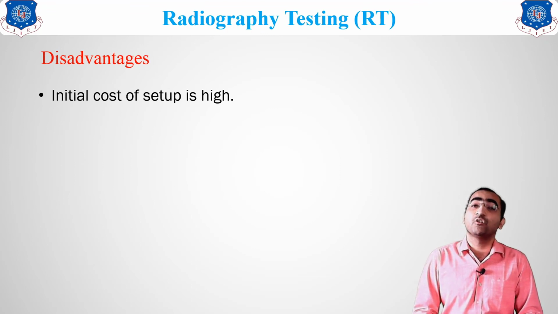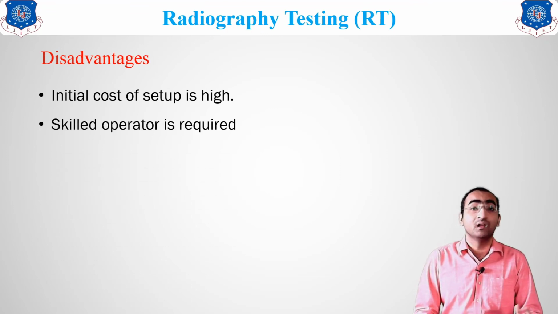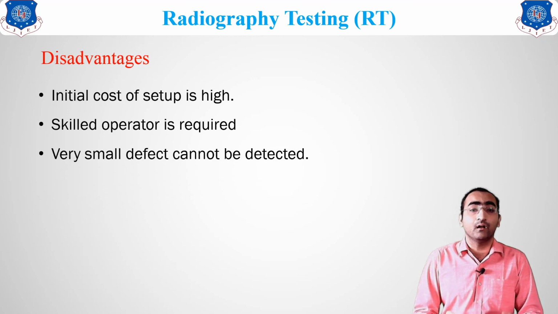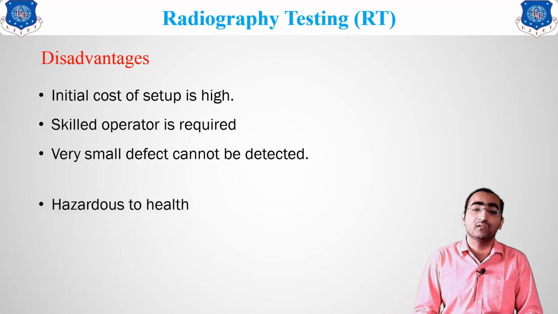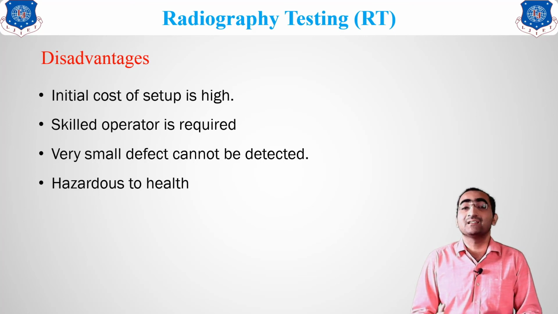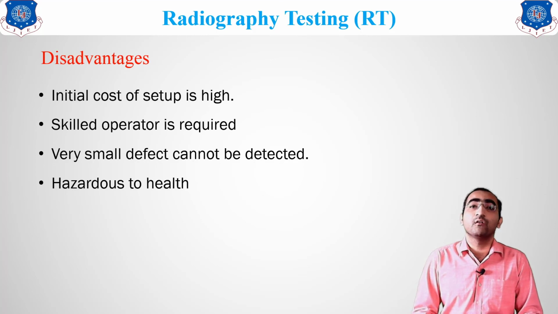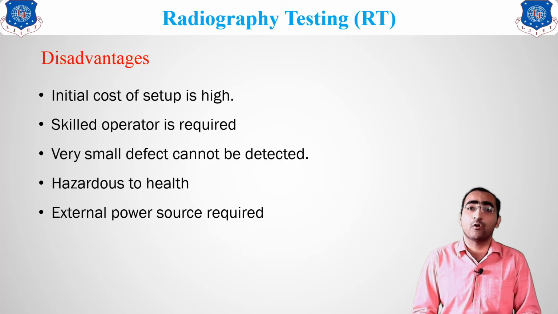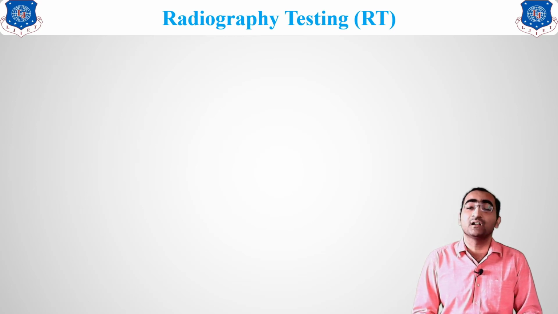The initial cost of setup is high, that is machines and all. Skilled operators are always required. Very small defects cannot be detected, that means overlapping defects and very small defects cannot be found with X-rays. And the major disadvantage is that they are hazardous to health, because gamma rays, radioactive rays, can cause cancer in humans. If you are exposed much to X-rays, then also cancer is likely to happen in your body. An external power source is always required for the generation of X-rays. In gamma rays we do not require any external power supply.